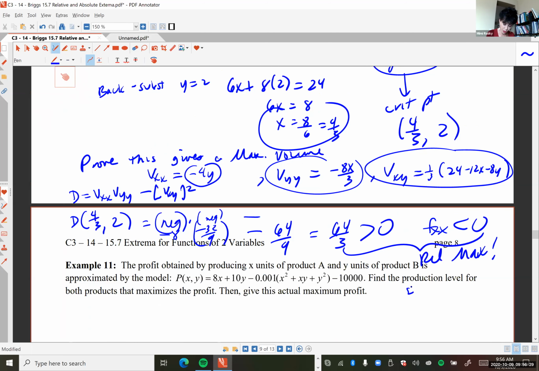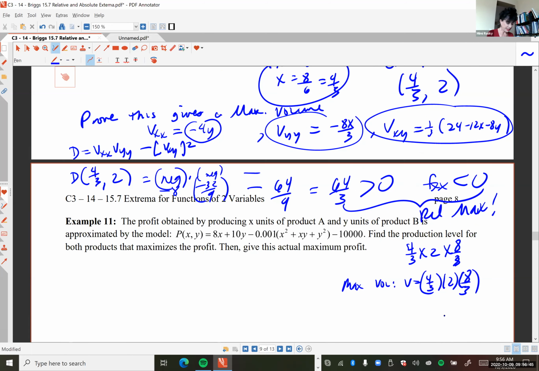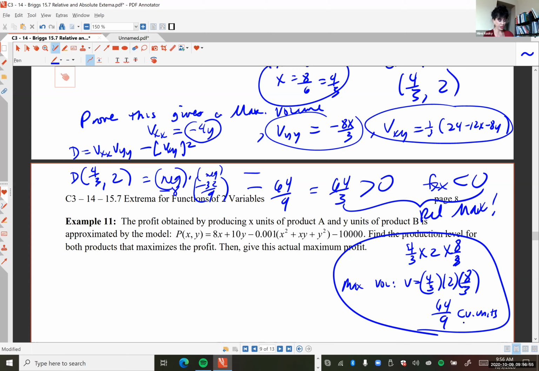So it's going to be a 4/3 by 2 by 8/3 box. And then the actual max volume is, you just multiply all these together. What is 4/3 times 2 times 8/3? And that's your max volume. You multiply all that together, and you should get 64/9 cubic units. And there's your max volume. And there's your final answer to that problem. Questions?